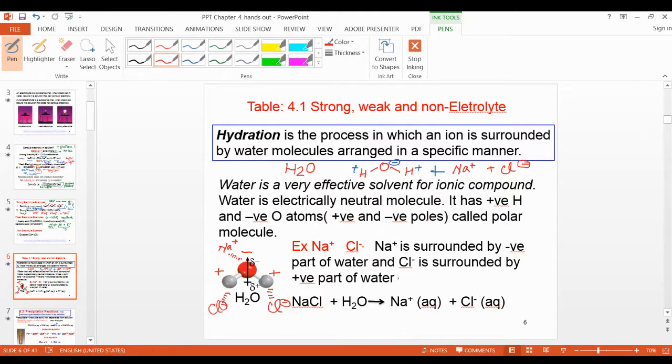So water is a very effective solvent for ionic compounds. Water is an electrically neutral molecule. It has a positive part and a negative part, positive and negative poles. There are two poles, positive and negative, called a polar molecule. So the question is, why do we call water a polar molecule?